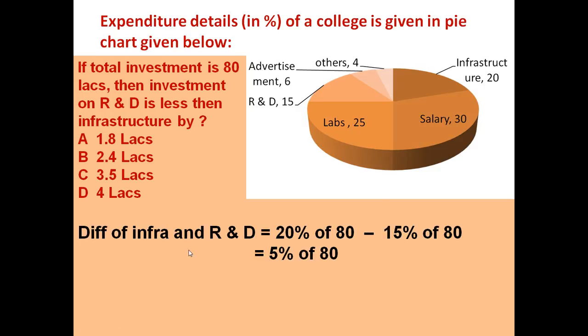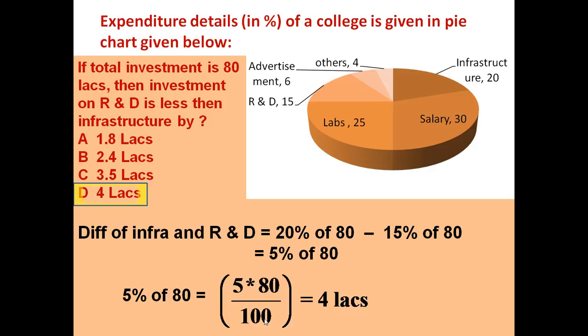So to answer this question, difference of infrastructure and R&D, on infrastructure 20% of 80 is the investment, because total is the 80 lakh is the investment, and on R&D it is the 15% of 80, 15% investment is there on R&D. So difference of infrastructure and R&D is 20 minus 15 is equal to 5% of 80 lakhs. So 5% of 80 lakhs is equal to 5 into 80 divided by 100 is equal to 4 lakhs. So answer is 4 lakhs.